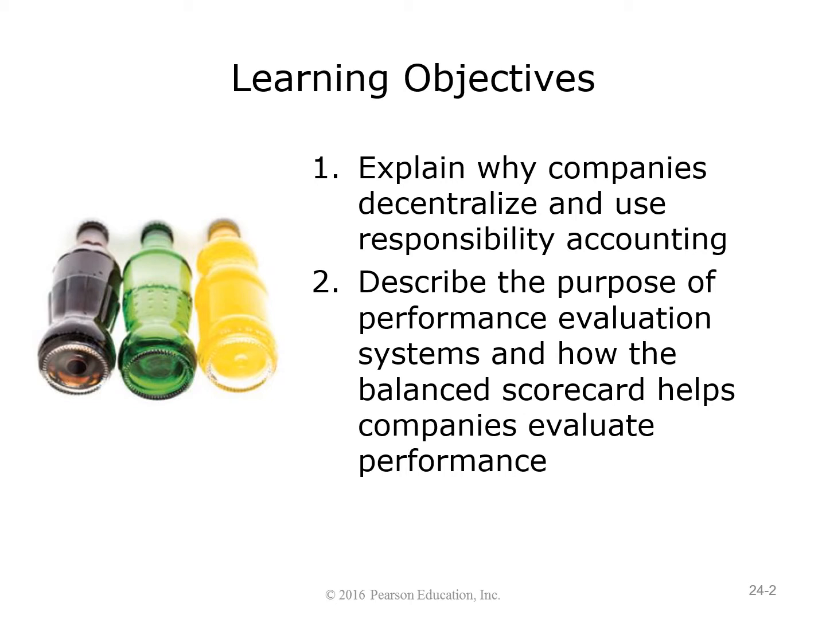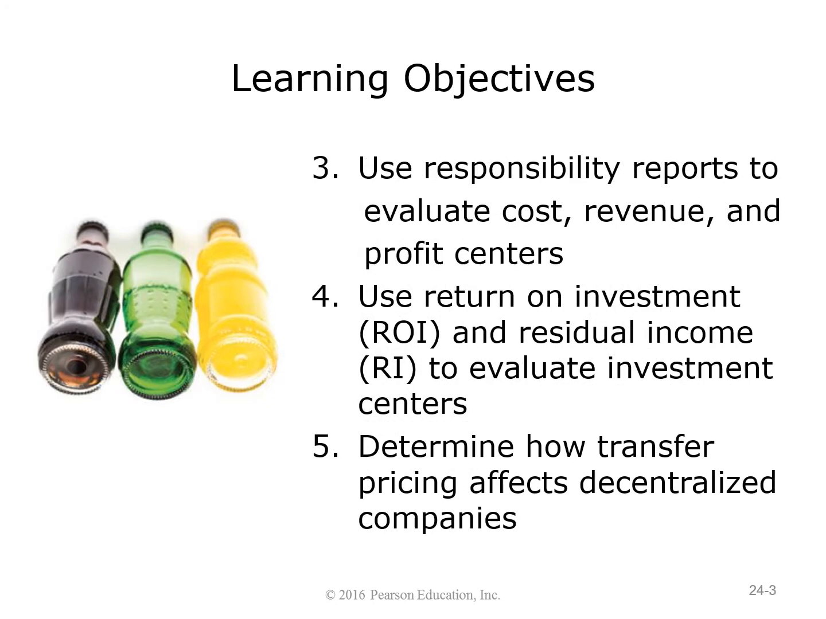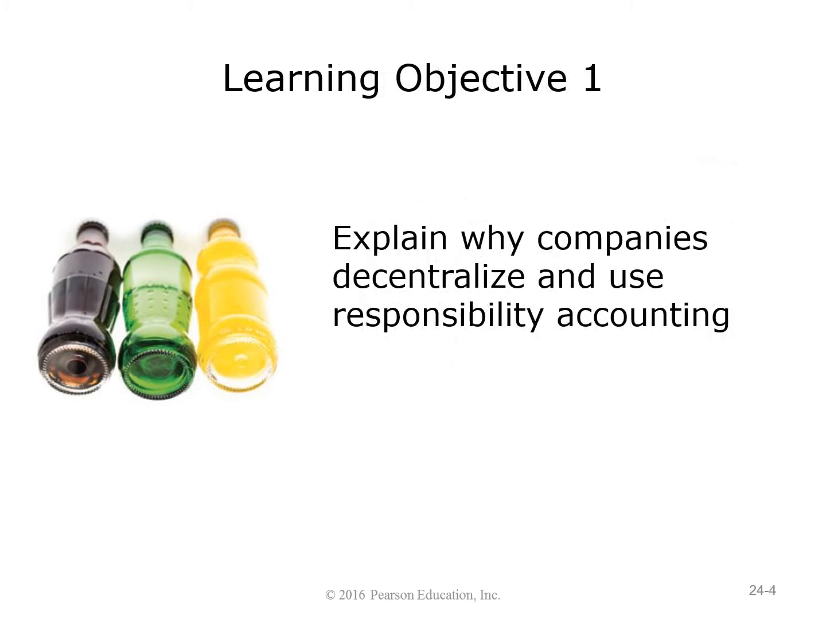2. To describe the purpose of performance evaluation systems and how the balanced scorecard helps companies evaluate performance. 3. Use responsibility reports to evaluate cost, revenue, and profit centers. 4. To use return on investment and residual income to evaluate investment. 5. Determine how transfer pricing affects decentralized companies. The first learning objective is to explain why companies decentralize and use responsibility accounting.